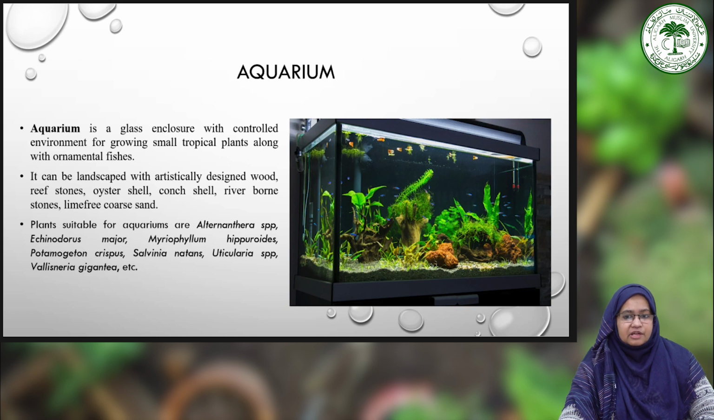The plants suitable for aquariums are Alternanthera, Aponogeton, Cryptocoryne, Cabomba, Hygrophila, Myriophyllum, Potamogeton, Salvinia, Utricularia, Vallisneria, etc.